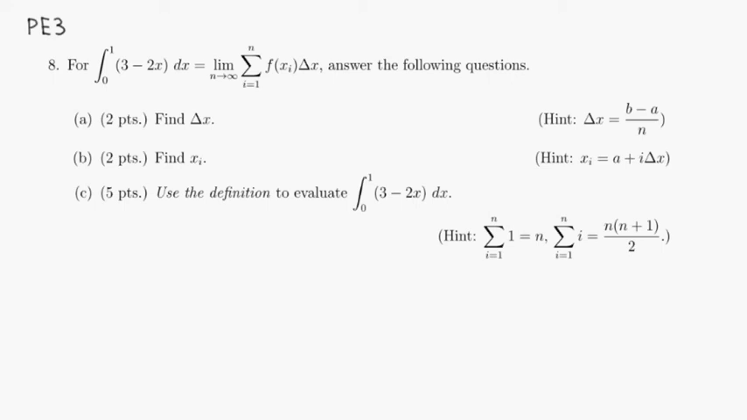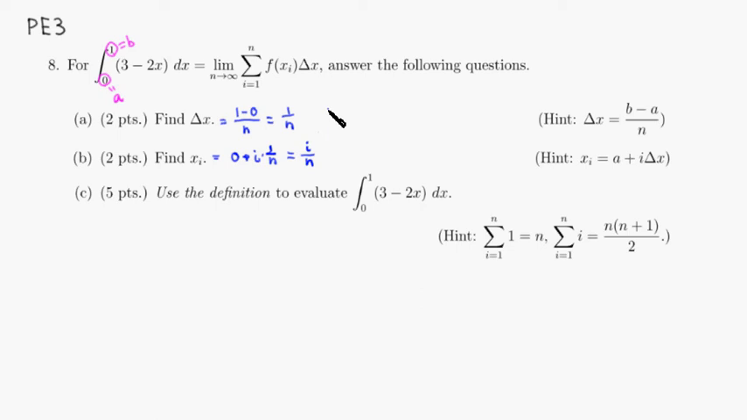In this case, a is 0 and b is 1. So delta x is b, which is 1, minus a, which is 0, over n, which is 1 over n. So that's part A. And xi, as we know, is a, which is 0, plus i times delta x, which is 1 over n. So this is just going to be i over n.